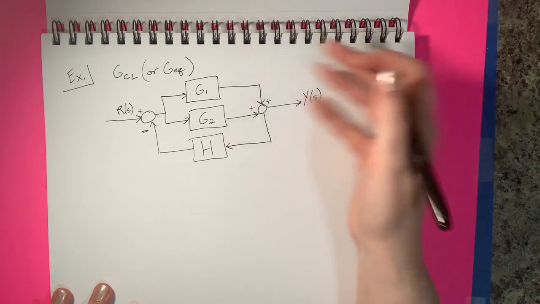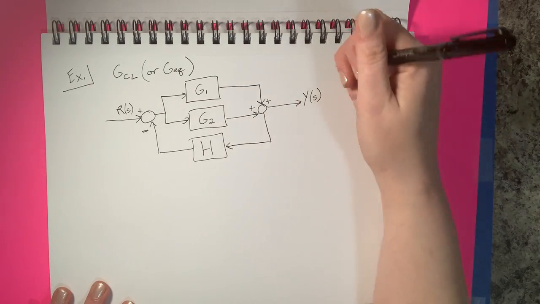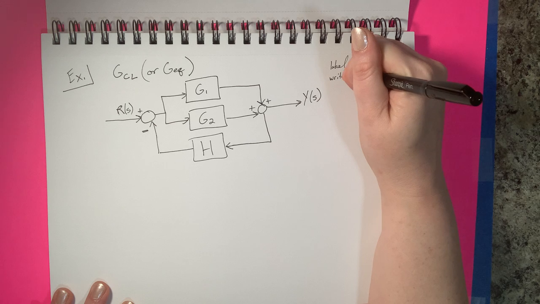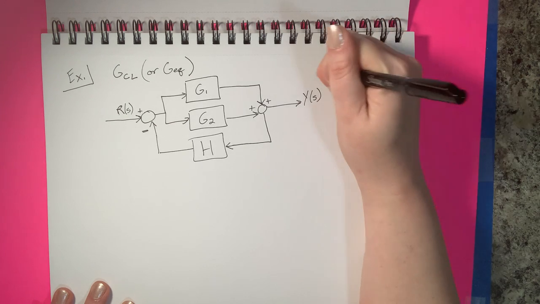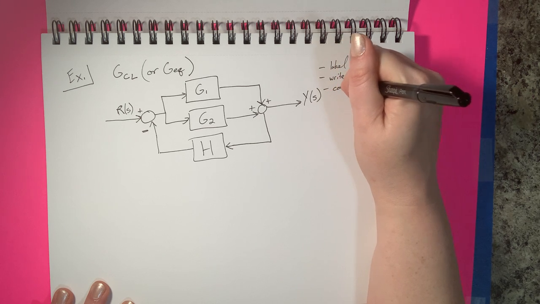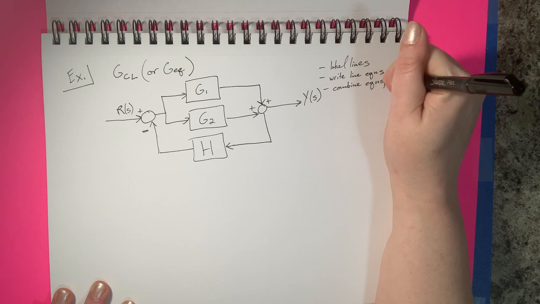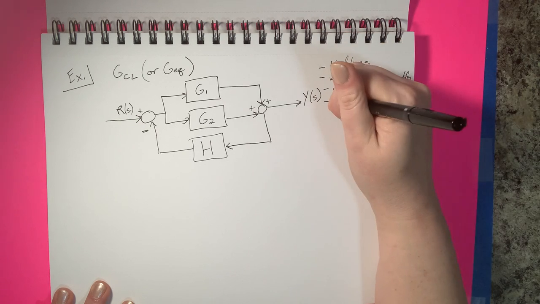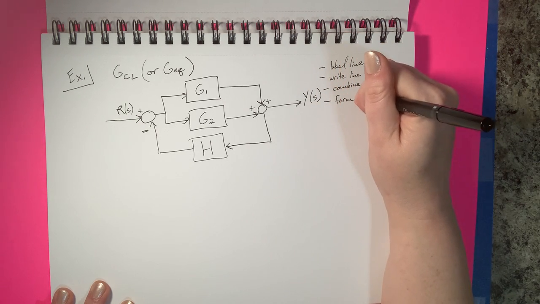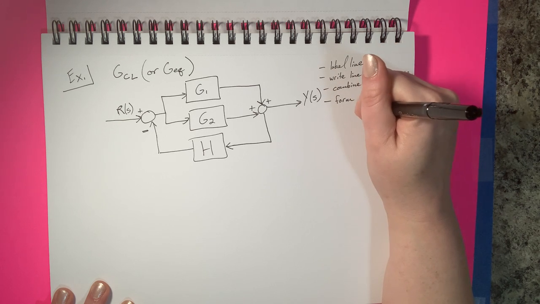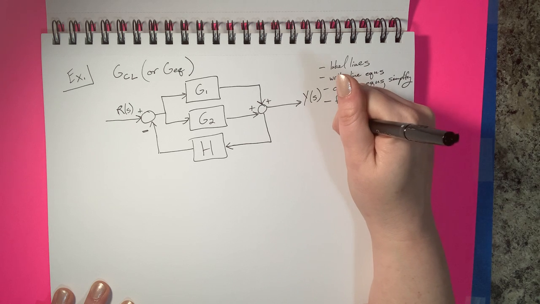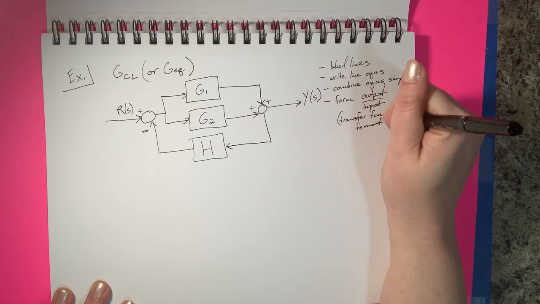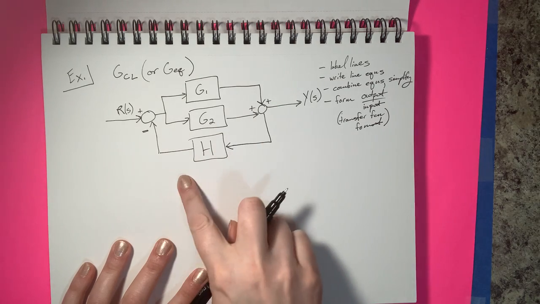All right, so if you remember our procedure that we went through, we want to first label all the lines, write the equations, and then combine them. We will simplify those. I'm going to call that all one step, and we typically have 4 steps here, and then we will form our output over input, and that is our transfer function.